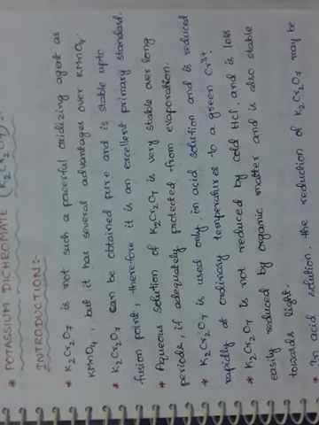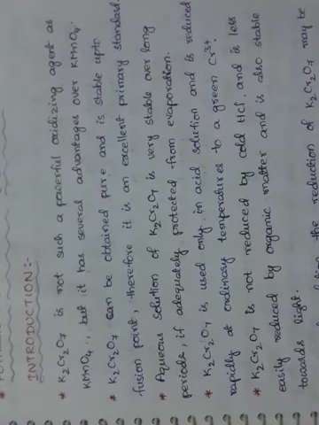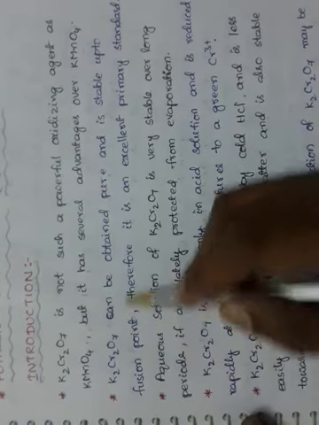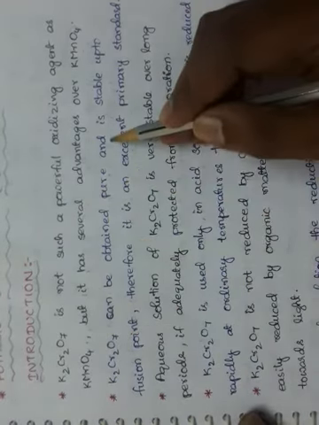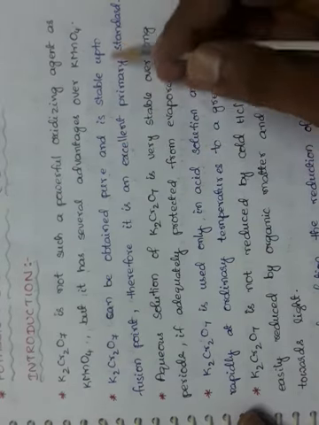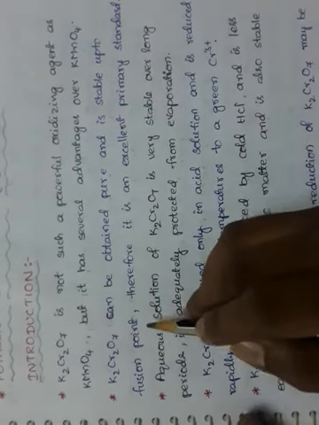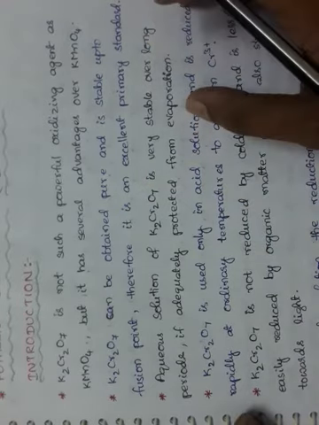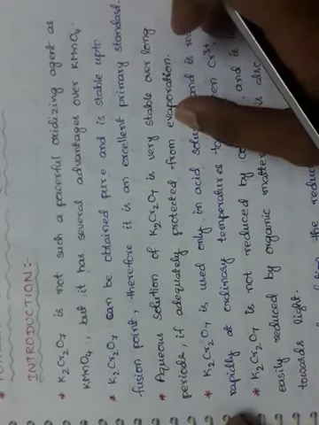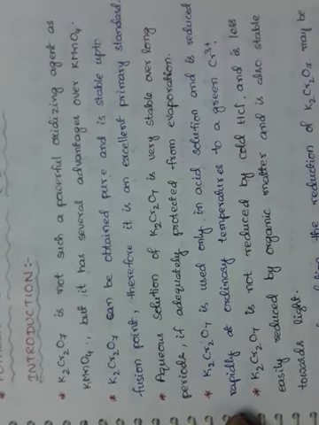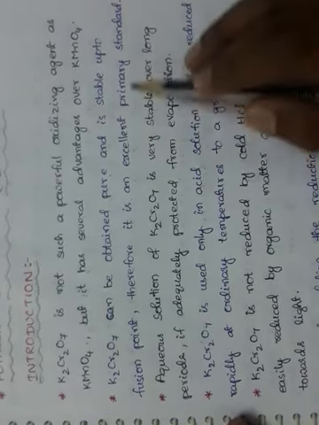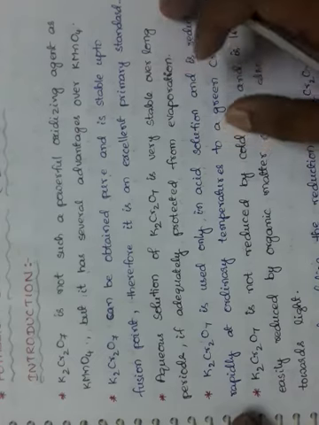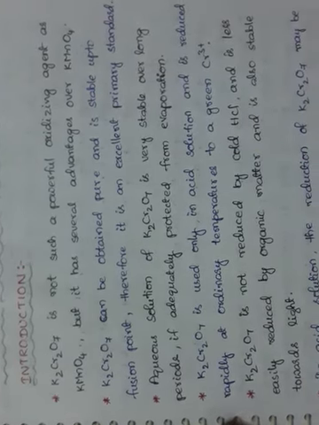Next, this potassium dichromate can be obtained pure and it is stable up to its fusion point. Therefore, it is an excellent primary standard. So, potassium dichromate is the primary standard. If you prepare potassium dichromate solution, it acts as primary standard solution.